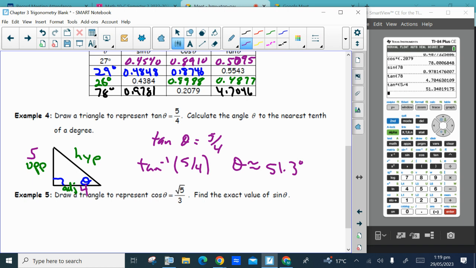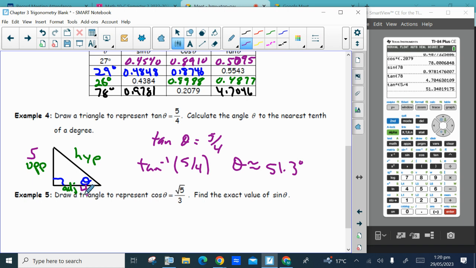Surveyors use trigonometry all the time. An example where a surveyor might do something like this, maybe they're trying to find the height of a tree. They can use a trig ratio to find out what the height of the tree is. Now, they wouldn't have the opposite side, but maybe they have the adjacent side and they know what theta is. We're going to see that you can use SOHCAHTOA to find the height of that tree.